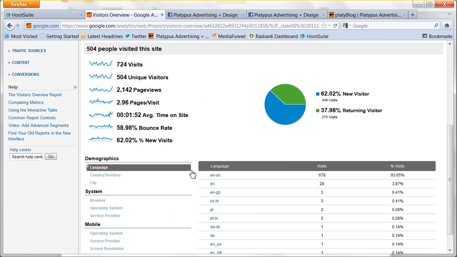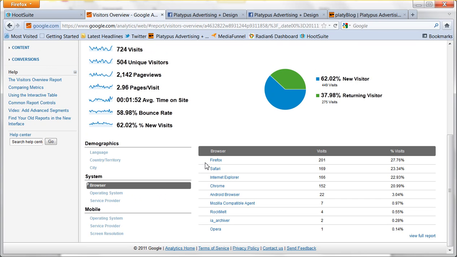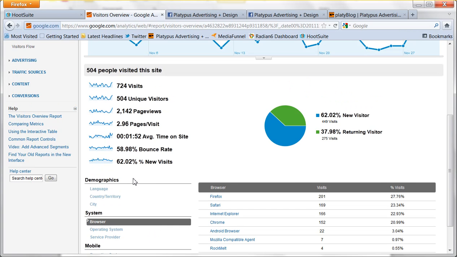We can take a look at some of the demographics of what language they speak, what type of browser they might have used, or an operating system. Looks like Firefox is the most popular. Then Safari and Mac users, which makes sense for an advertising firm. And then Internet Explorer. We can take a look at different mobile options.